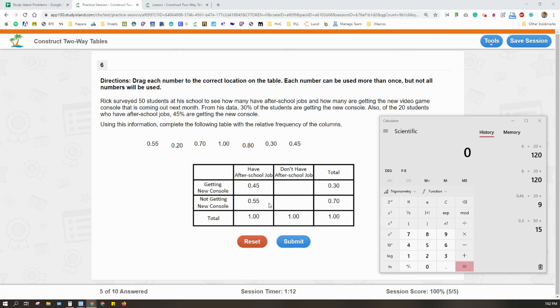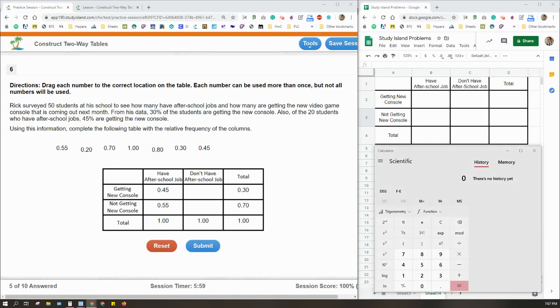If you have 55% of these, that's 55% of the have-after-school-job crowd that is not getting the new console, then we can also convert that into a number. Remember, 45% of 20 was 9. So this is 55% of 20, which must be 11. It has to be the other set of kids that make up the 20, because it has to add up to 100%. Now I'm going to go ahead and write this down because I can already imagine some of you losing track of my voice.